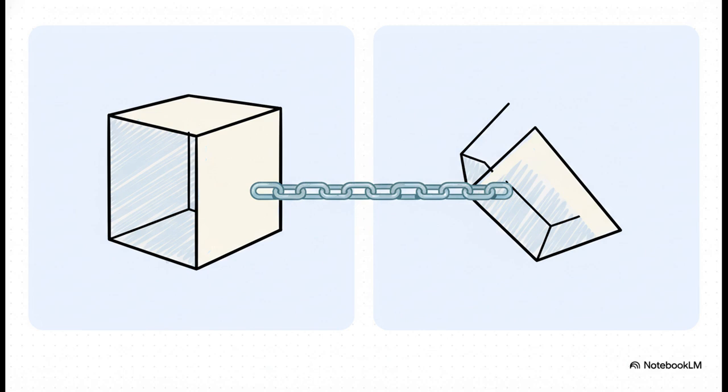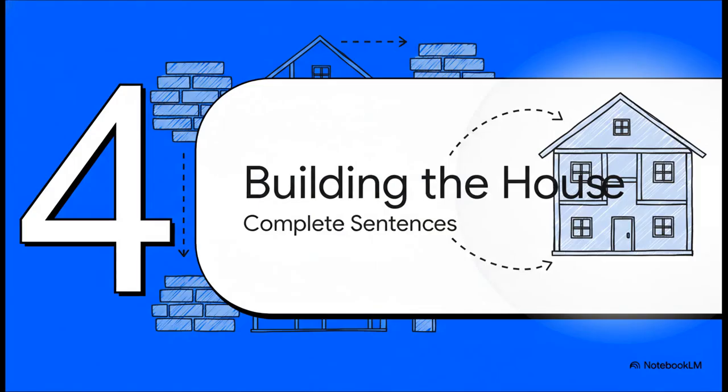But then you have dependent clauses. These are more like a porch or an add-on room. They can't stand on their own. They usually start with words like although, if, or because, and they need to be attached to an independent clause to make any sense.